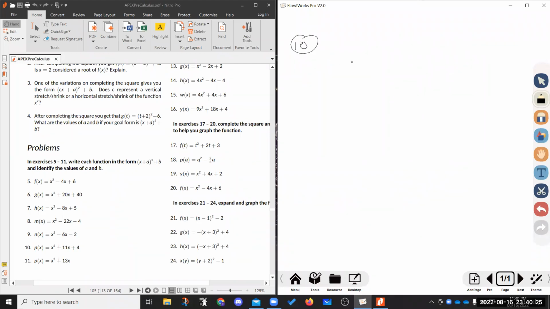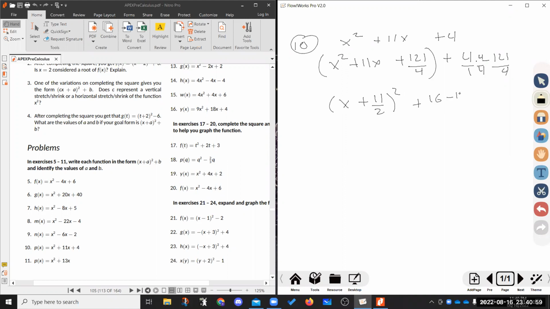Number 10. P of x is equal to x squared plus 11x plus 4. Okay, this one's going to be different because it's not an even number in the middle anymore. So when I take half of the middle number and square it, I'm going to get 121 over 4. I need to multiply by 4 over 4 here. It's going to give me x plus 11 halves squared plus 16 minus 121 over 4.